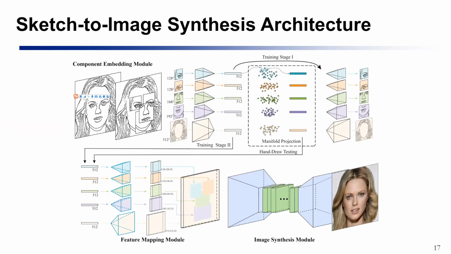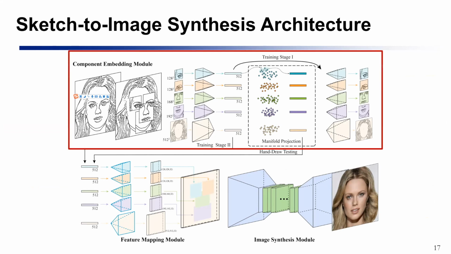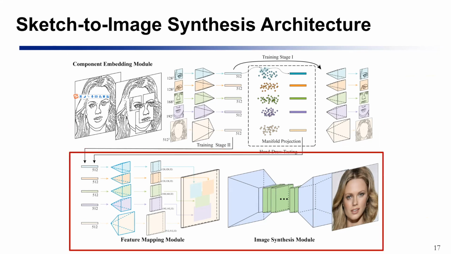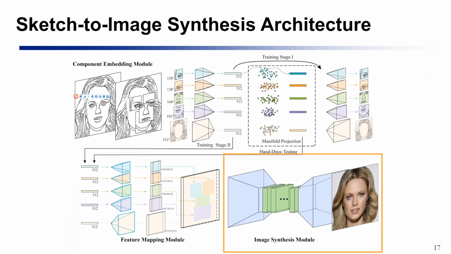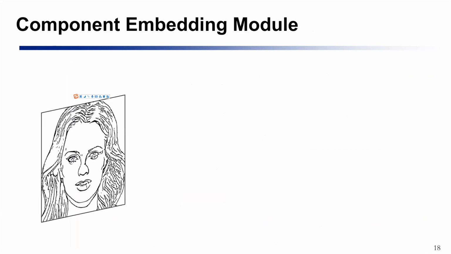Here is the overview of the network architecture. It consists of two subnetworks. The first subnetwork is the component embedding module. The second subnetwork consists of two modules, the feature mapping module and the image synthesis module. Next, we will introduce each technical module in detail.